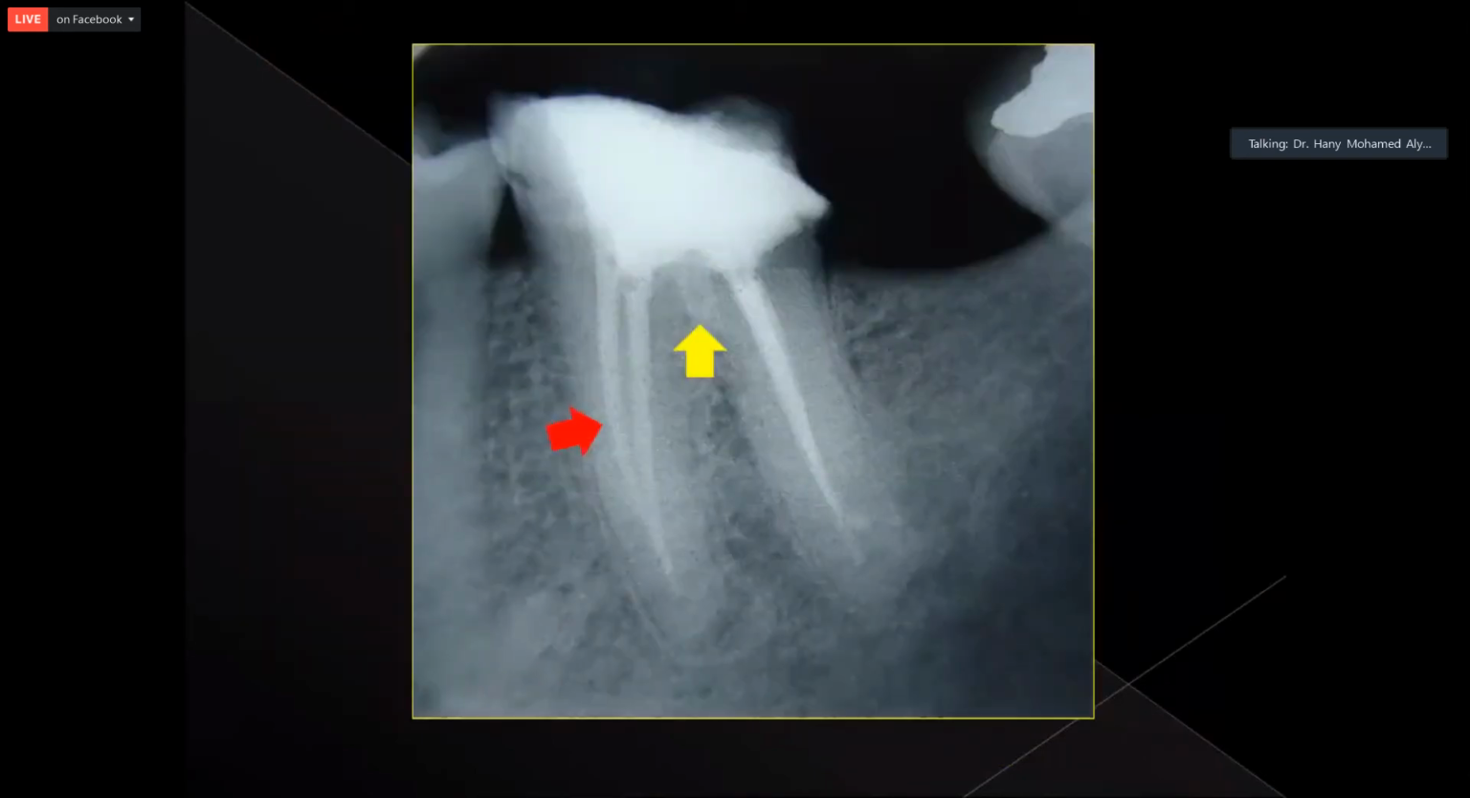And then after I removed the post from the furcation, I restored it with a resin composite because it was not actually a perforation. So I restored this area with resin composite, and then I also found a missed canal in the mesial root.